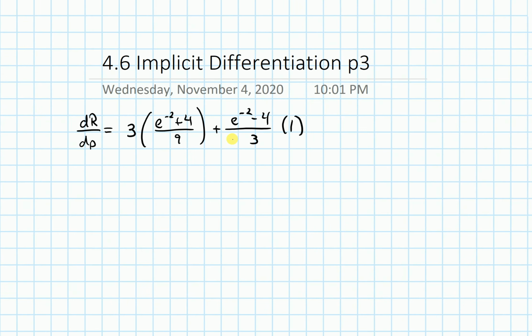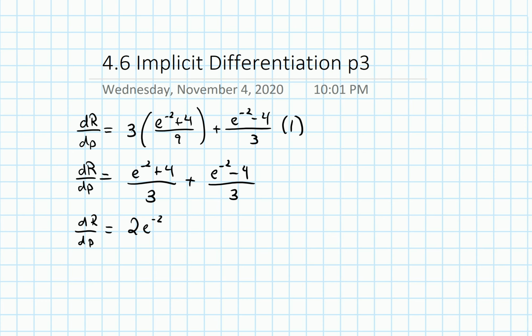Continuing on to the next page, we get dR/dP equals, so the 3 and the 9 will cancel a little bit, and I'll get (e^-2 + 4)/3, and then plus (e^-2 - 4)/3, because multiplying by 1 just keeps that fraction the same. So we have the common denominator, so we can just add these. We have e^-2 plus e^-2, that's 2e^-2, and then 4 added to negative 4 is 0. And then all over that 3 in the denominator. And that is dR/dP right there.